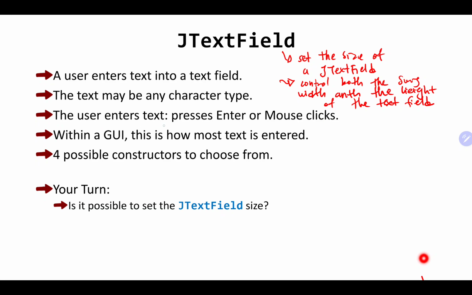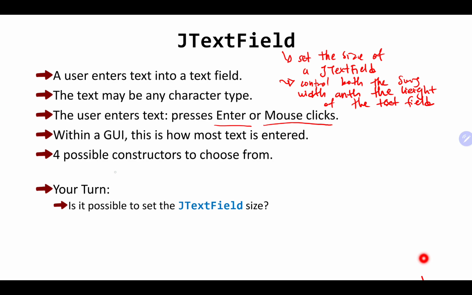And when the user enters the text, we're going to let them click enter, or press enter, or use the mouse click. So inside the GUI, this is how most text is entered. We just type, and then we see some text is typing, right? So this is how JTextField can be used.